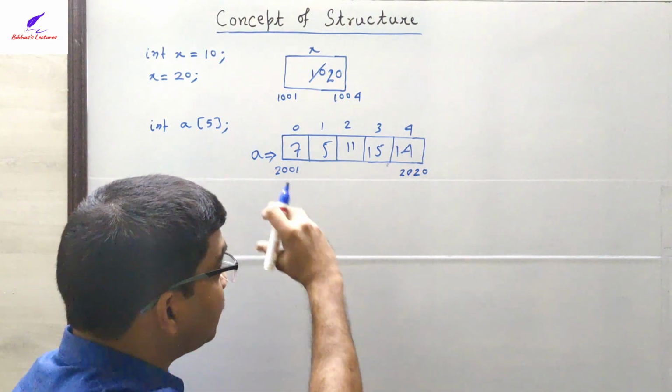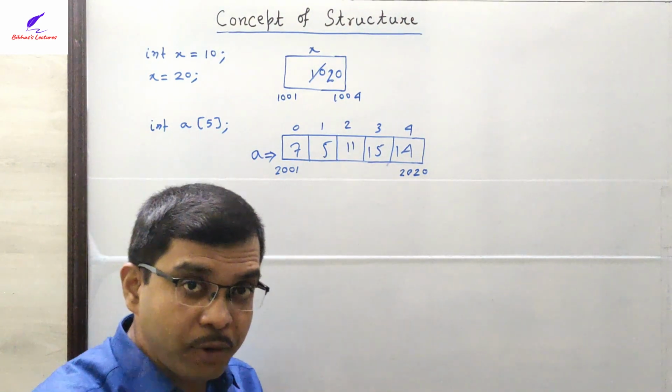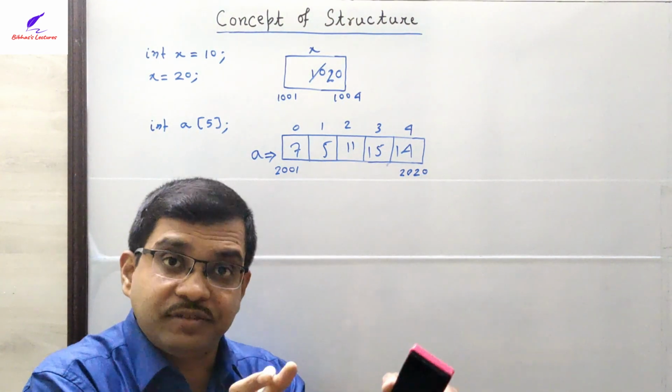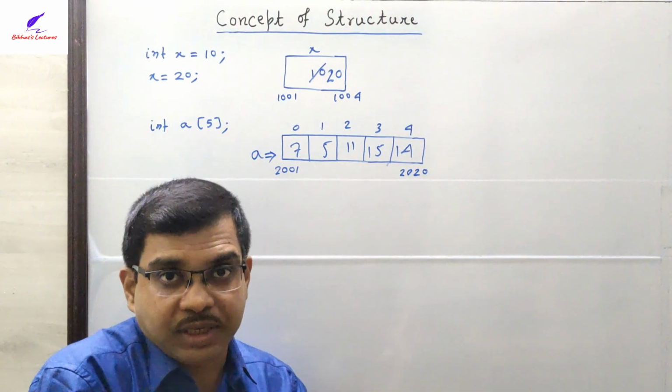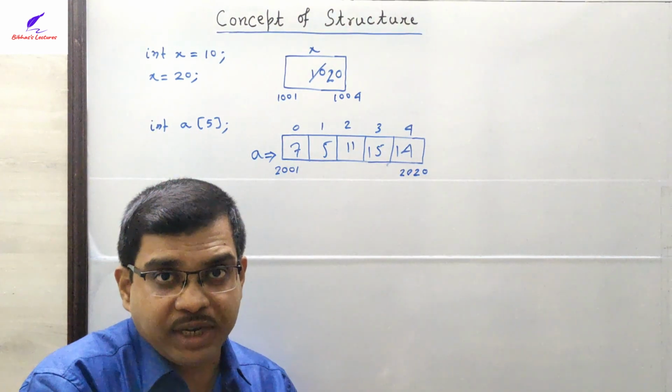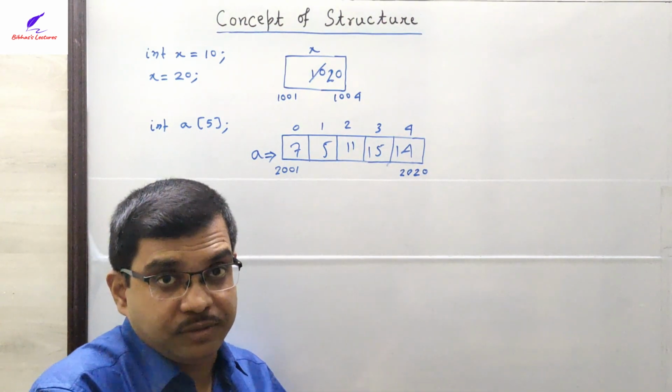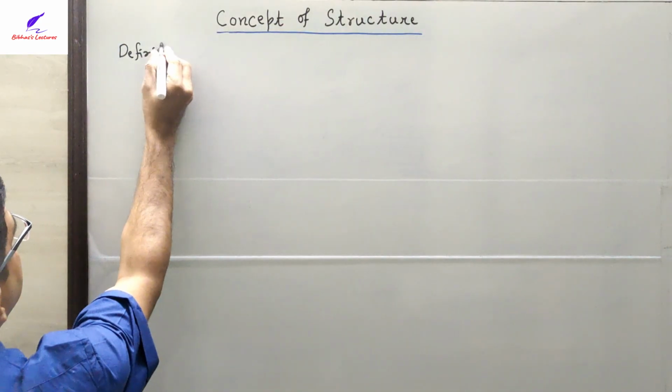To overcome this limitation of the array, we are now going to think about a data type that can hold heterogeneous types of data, that is, different types of data. So now we are going to define structure. So, the definition.